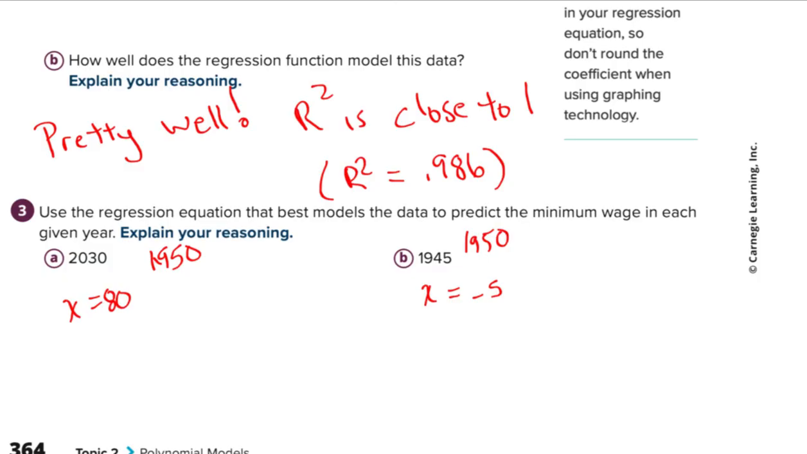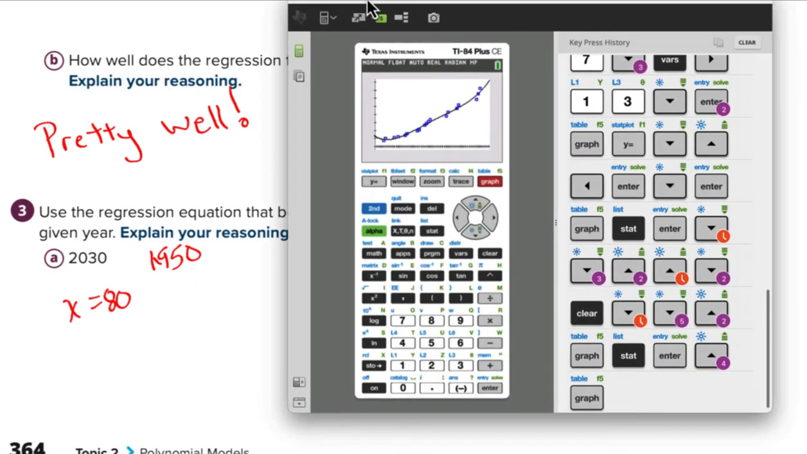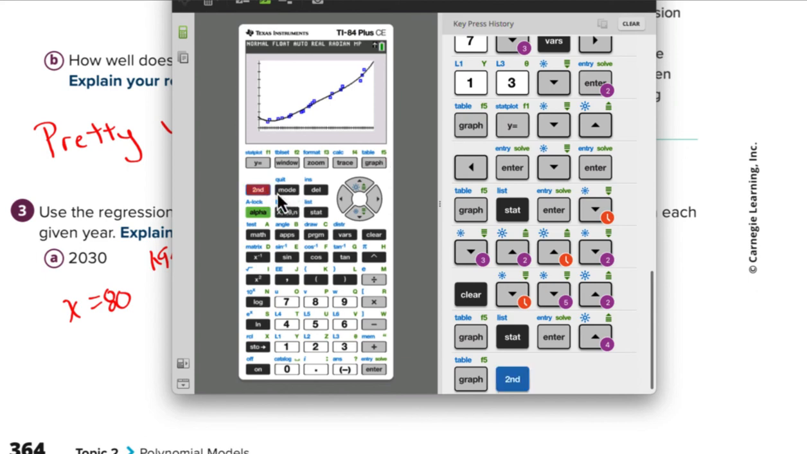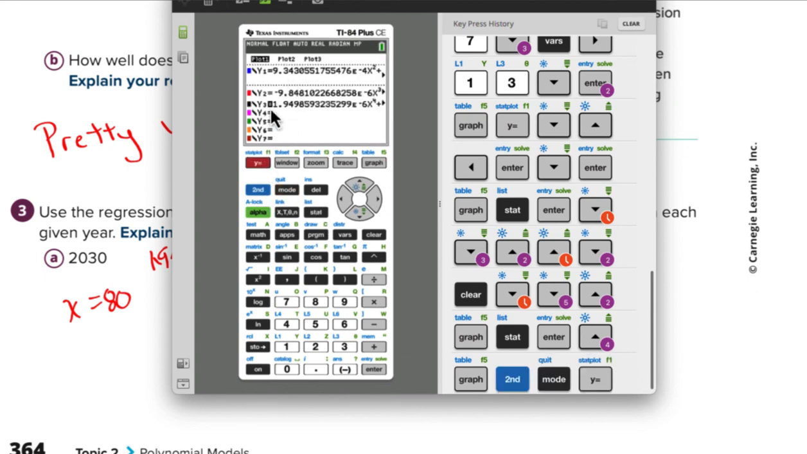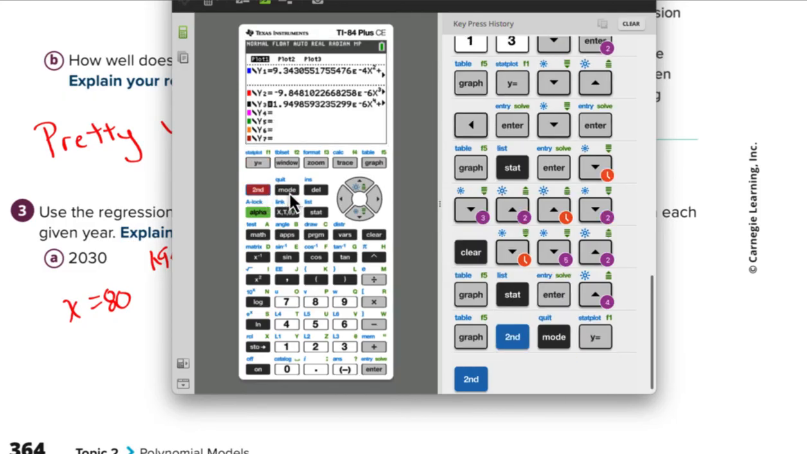That's weird to think about, but we can do that just by plugging it in. There's two ways to do it. I showed you the other way to do it. You can just go to the home screen. We can hit, now where's my equation? My equation's in y3, right? Be careful. The equation's in y3.